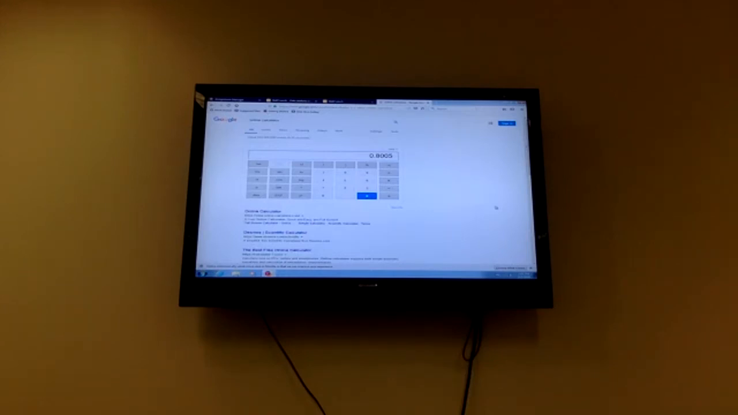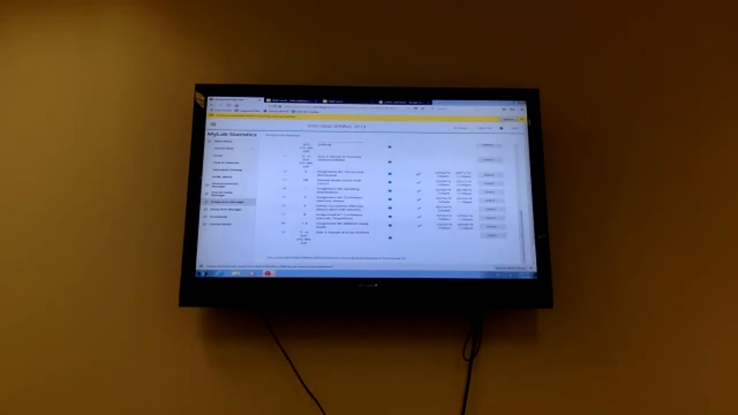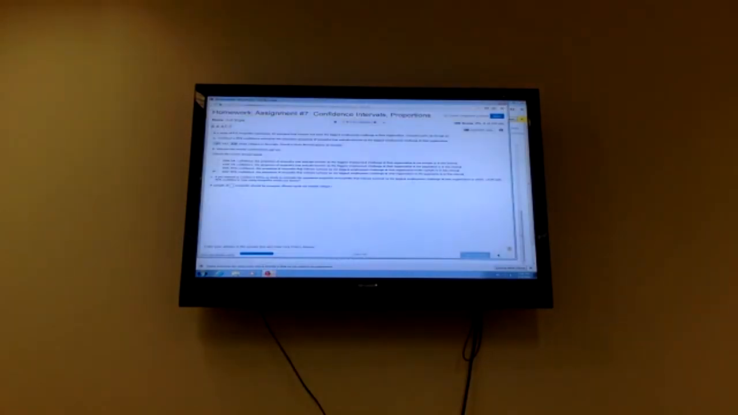Now, next thing I need to do is the numerator, my margin of error. This problem said that it wanted my margin of error to be within 0.04. So I need the margin of error to be 0.04. And guys, what's the Z critical for a 95% confidence interval that's modeled by the normal distribution? 1.96.